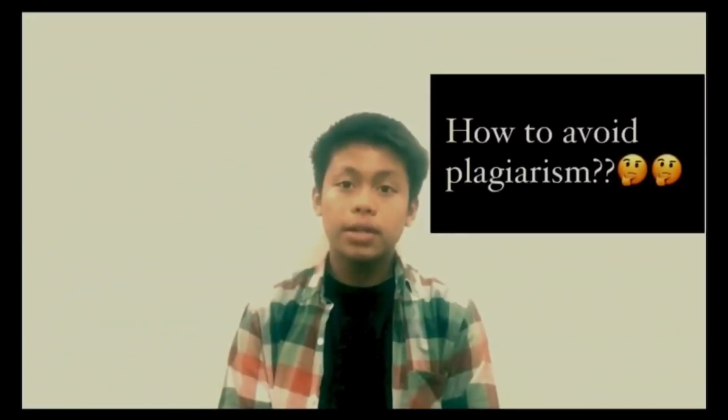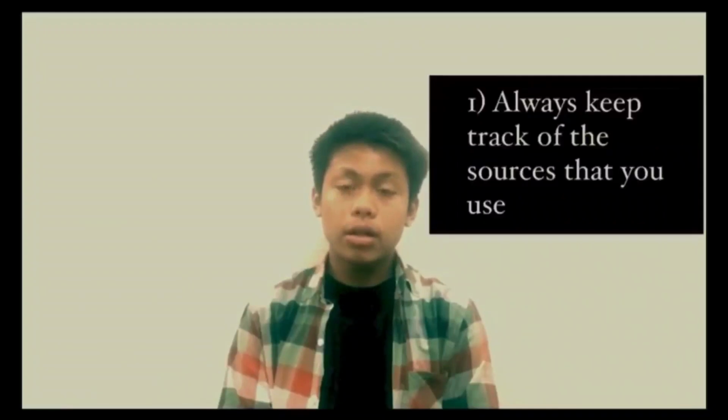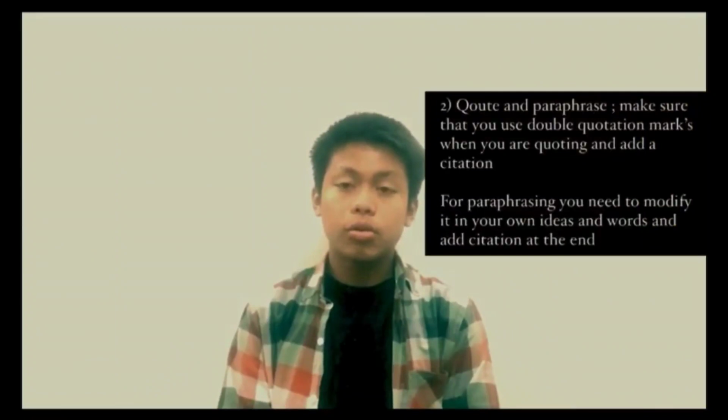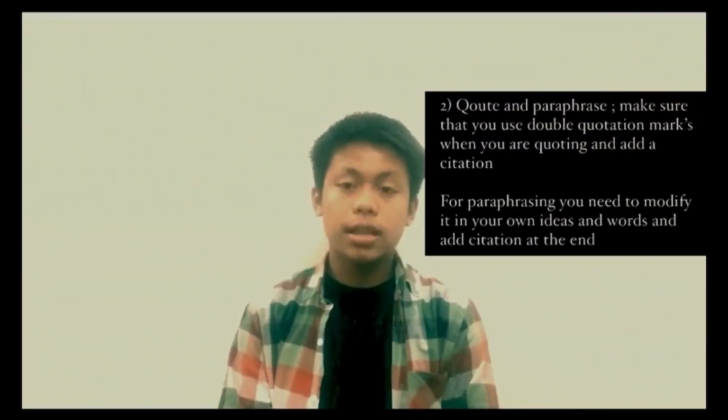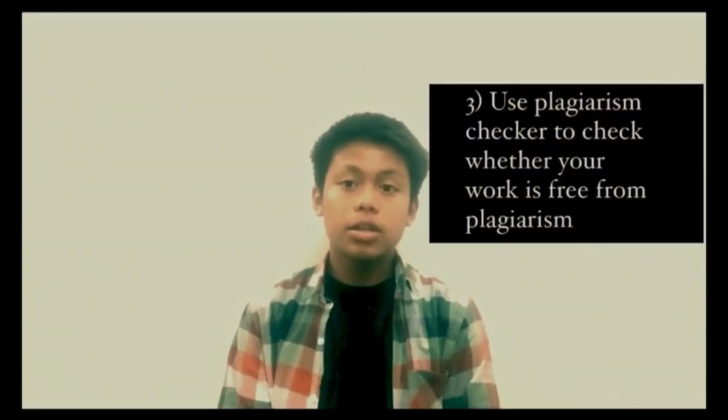How to avoid plagiarism? Number 1, always keep track of the sources that you use. Number 2, quote and paraphrase. Make sure that you include double quotation marks when quoting and add a citation at the end of it. For paraphrasing, you need to modify it in your own ideas and words and then add a citation at the end of it. Number 3, use a plagiarism checker to check whether your work is free from plagiarism.